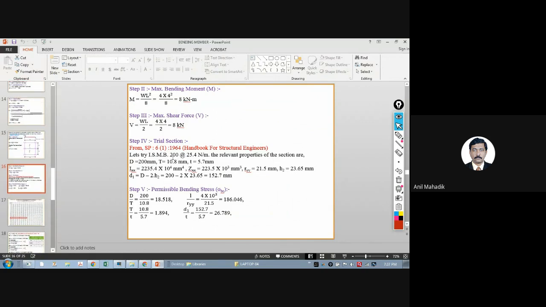So in this case, I'm taking the section as ISMB 200. So I have written the thickness of flange, capital T, 10.8 from the steel table, thickness of web 5.7, IXX value, ZXX value, RYY value. You know that RYY is minimum in general. So this is your RYY, which is minimum, r minimum. Then there is a H2, H1. Okay, that we will see. There are some other values also. So if you want to calculate the permissible stresses in compression, then it depends on the D by T. So D is the overall depth of the beam. I will tell you what it is.